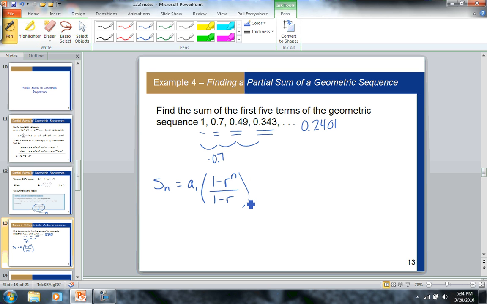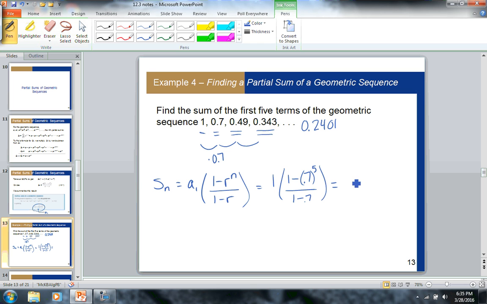Okay, so I know my first term is 1, so that's easy to substitute in. And then I have 1 minus my ratio 0.7 to the n, so that's going to be to the 5th power. So I'm taking 0.7 to the 5th power over 1 minus 0.7. So now it's just a calculator problem. So I'm really going to take this 0.7 to the 5th power and then subtract it from 1.